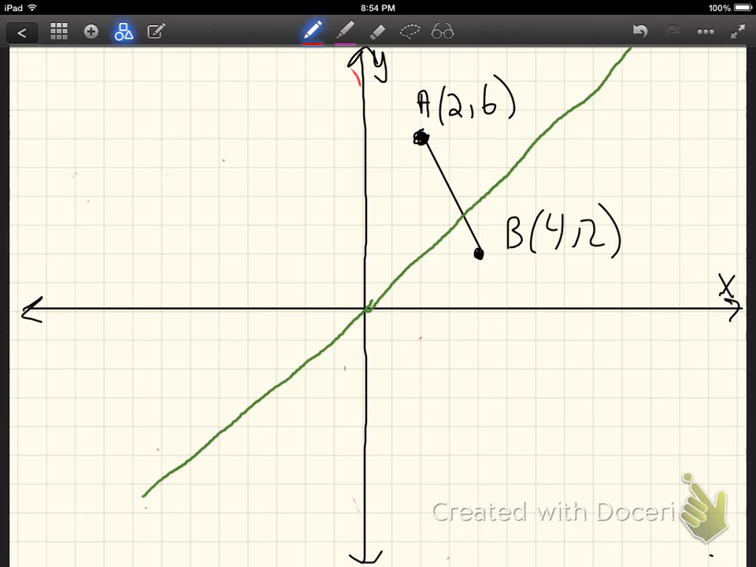So the point A, which is currently at 2, 6, now becomes the point 6, 2. So that would be over 6, 1, 2, 3, 4, 5, 6, and up 2. So A prime in this one becomes 6, 2. The point B's reflection, B prime: B is now 4, 2. It will become 2, 4. So over 2 and up 4. And that's B prime. Connect the dots.